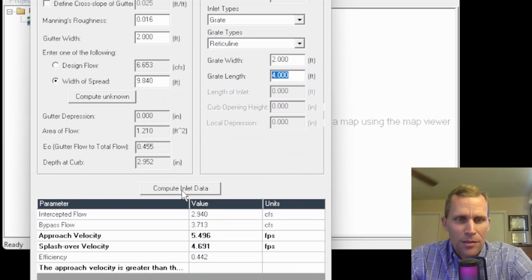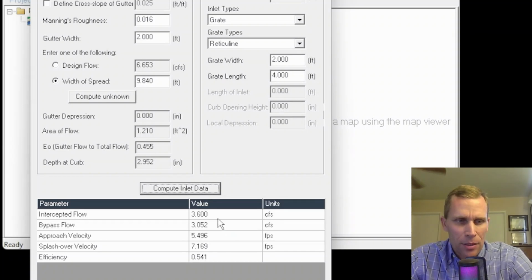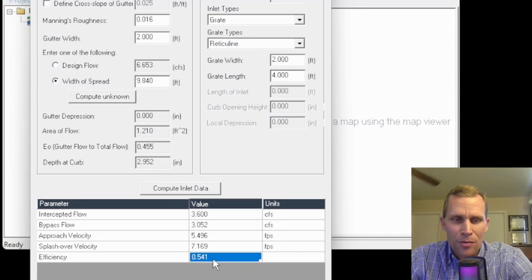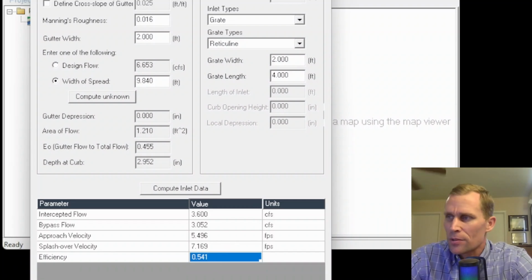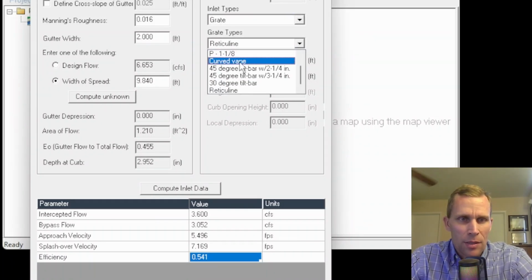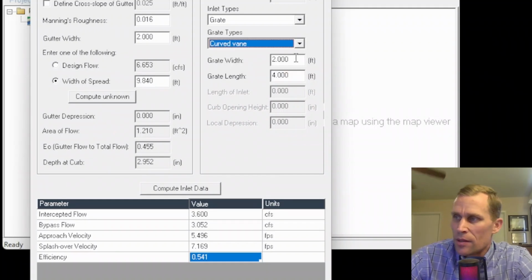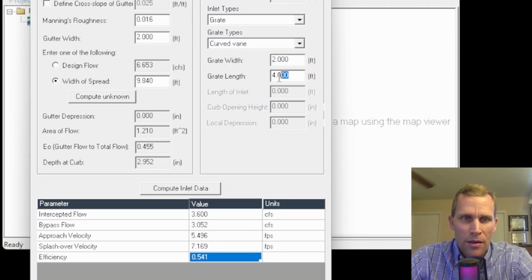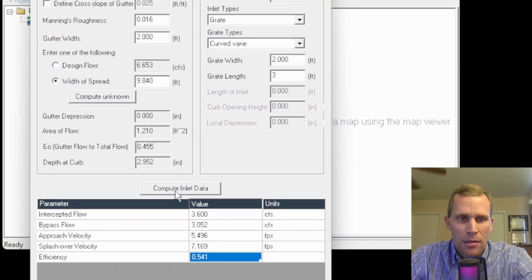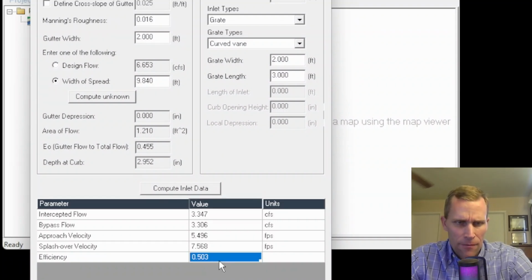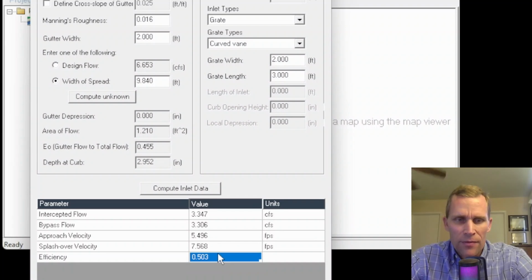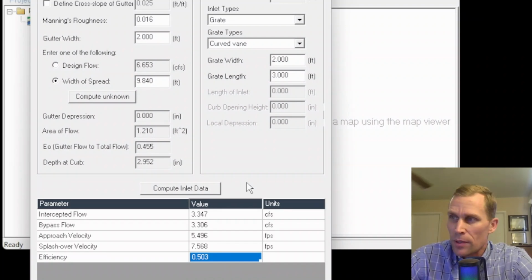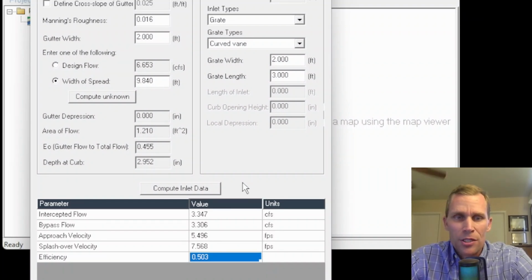And go ahead and click on compute inlet data. Here's our data down below here. Looks like the efficiency has increased to 0.541. That's 54% capture efficiency. So we'll go ahead and mark that down in my results. All right, so the third and final grate inlet, so that's grate still, of course, is going to be called curved vane. And then the dimensions are 2 foot by 3 foot. So there we go. Click on compute inlet data and 50.3%, 0.503. All right. So I believe reticuline was the best or the most efficient.